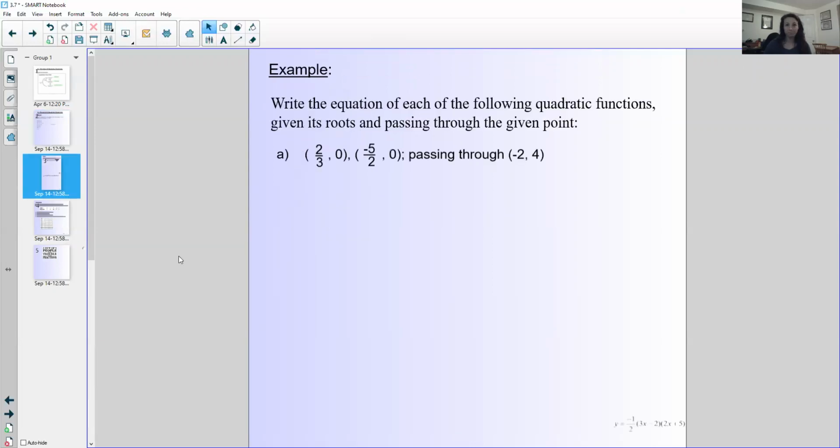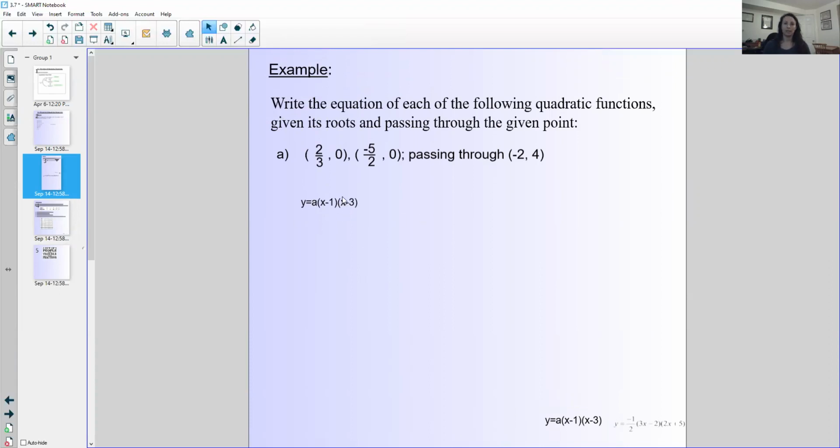Okay, let's move on. All right, write the equation of each of the following quadratic functions given the roots and the point. So we're going to continue working with our factored form. And let me copy this down. I'll need that down here later. All right, so here we go.